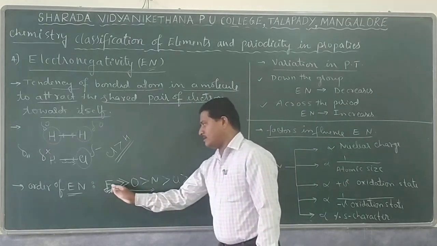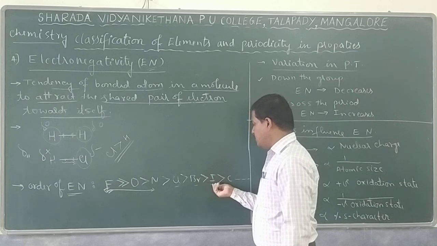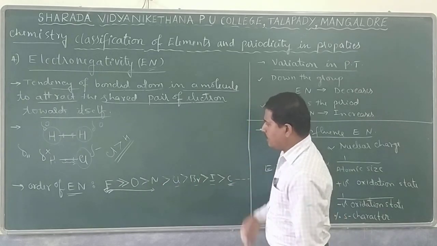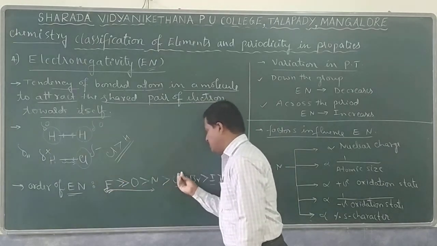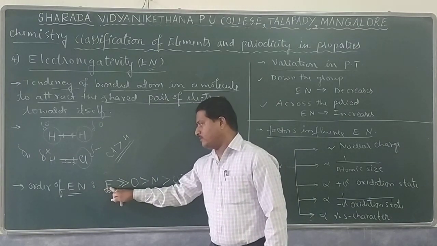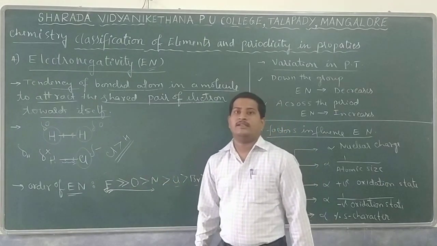So these three have higher electronegativity. In that, fluorine is highest. Next goes chlorine. After that bromine, then iodine, then carbon. See, the carbon comes later. Like that order one can find. But these are very important. You have to remember. First highest electronegative element is fluorine, second highest is oxygen, third highest is going to be nitrogen.